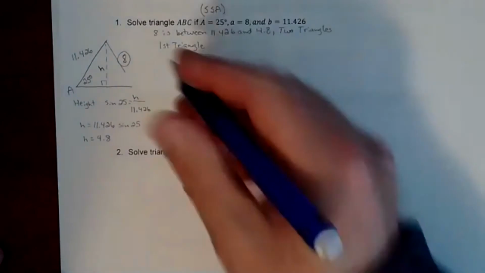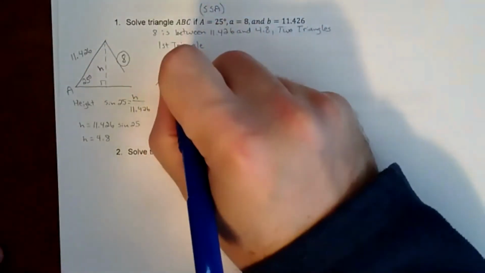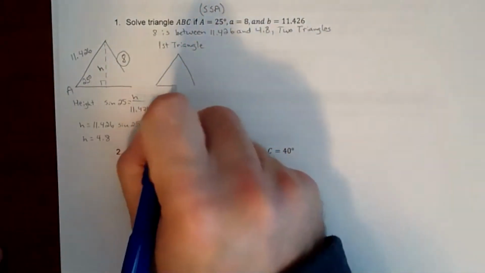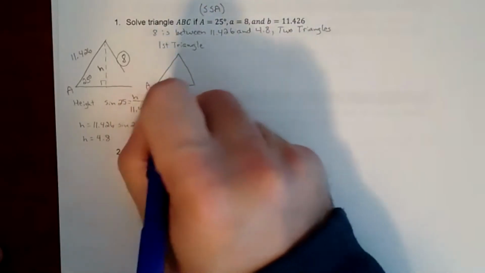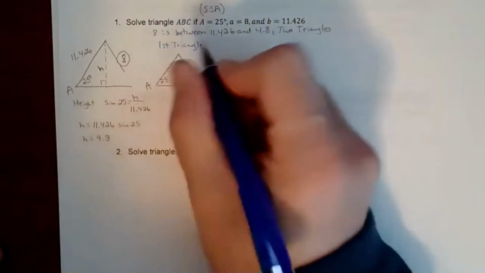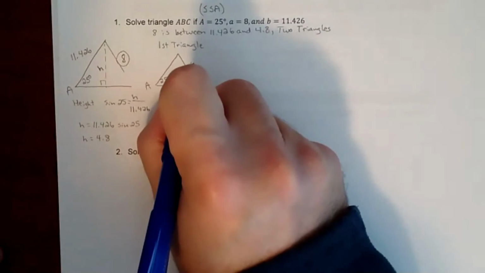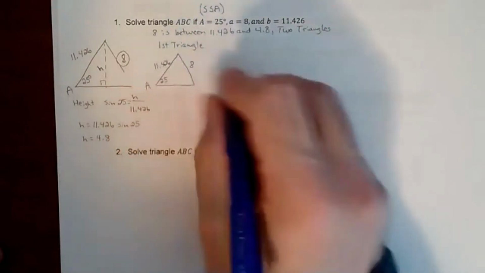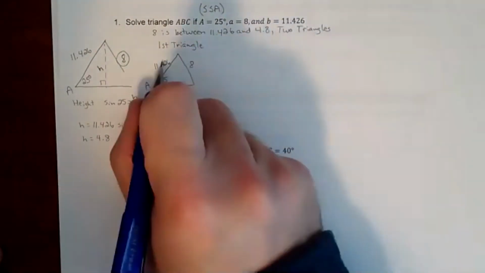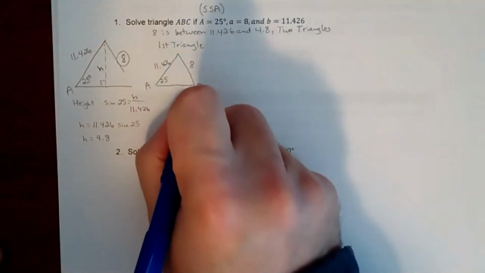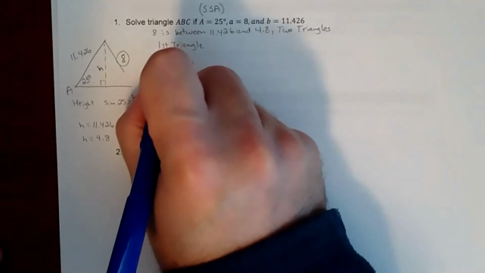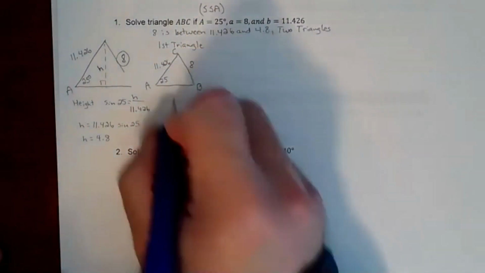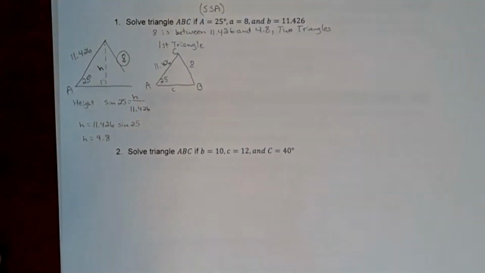So let me start over. Let me draw what I have. So this is 25. This is 8. This is 11.426, which was B, which puts my big B over here. And then my big C is going to have to be there. And I don't know that.